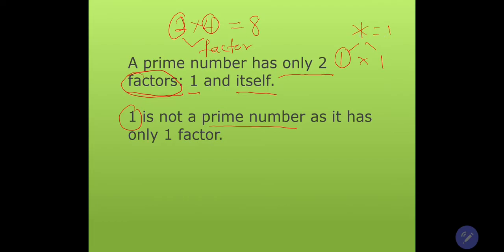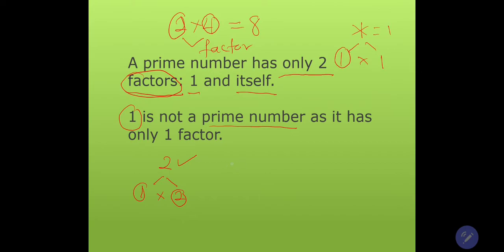Now let's say, for example, we are looking for the number 2. The factors are 1 and 2, because 1 times 2 is 2. So there are only 2 factors, so 2 is a prime number.